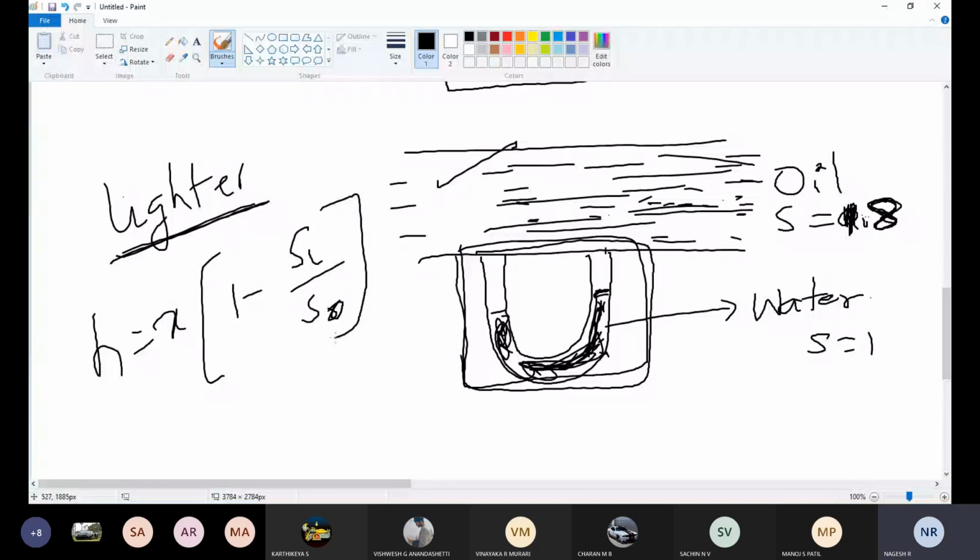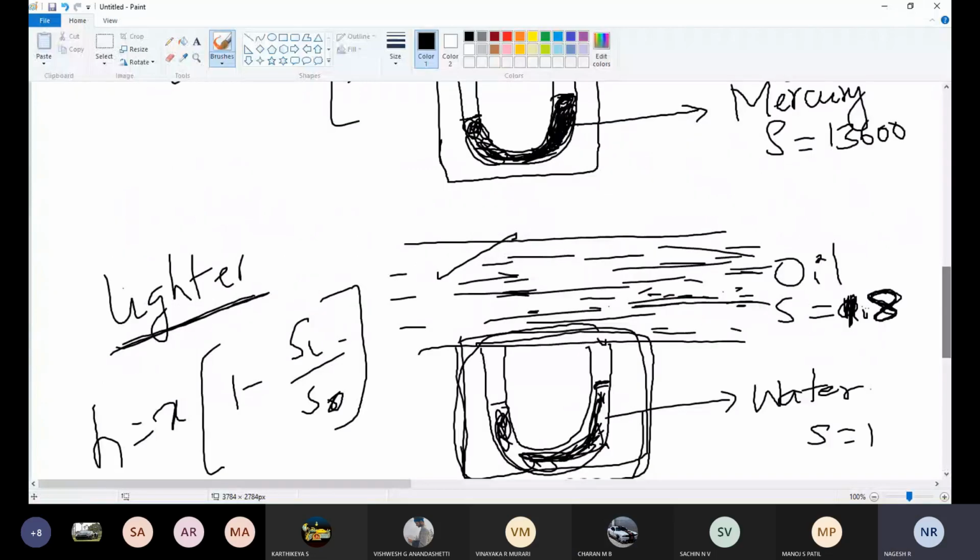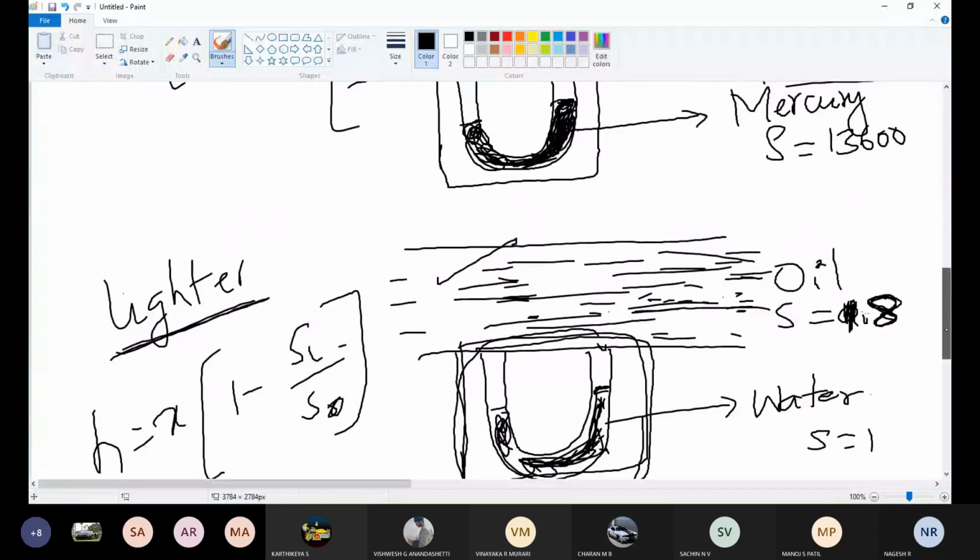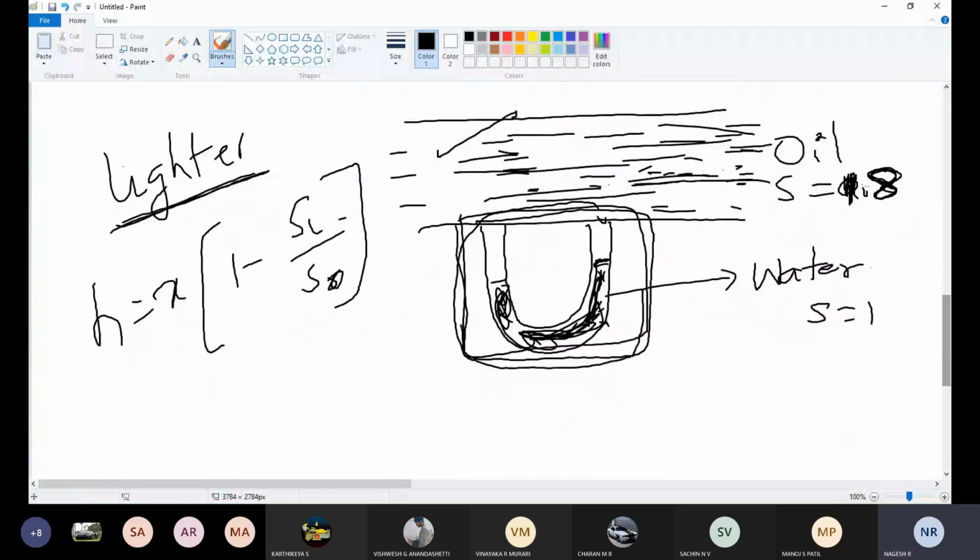Just take the values with respect to the manometer and compare with the fluid flowing in the pipe. If it is more compared to the flow of the fluid, then take the higher formula. If it is less compared to the flow of the fluid with respect to the manometer, consider it as lighter. Any doubt?